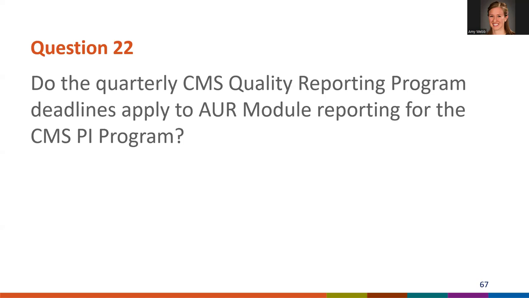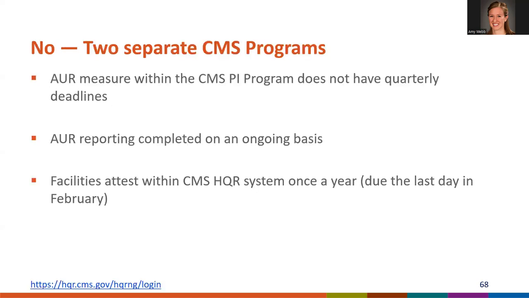Do the quarterly CMS Quality Reporting Program deadlines apply to the AUR module reporting for the PI program? No, these are two separate CMS programs. So the AUR measure within the PI program does not have quarterly deadlines. As we've already mentioned, the AUR reporting is completed on an ongoing basis, and facilities are going to attest within the CMS HQR system about their AUR status just once a year. That's the last day in February of the year.